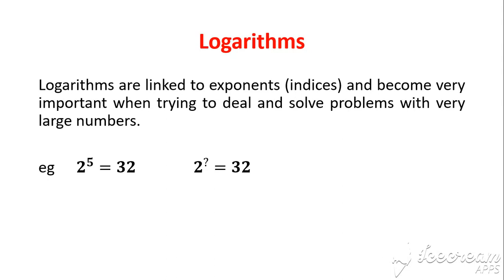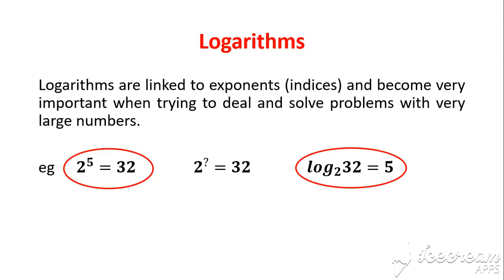Let's pretend for a moment we didn't know what the power was. 2 to the power of something is 32. Well, we're going to show you how to write this in a different way using logs. Log in base 2 of the number 32 gives us the power of 5, and hence we can use this to help calculate what the power would be. These two forms are written differently, but they represent the same information, and we're going to show you how to change one to the other.